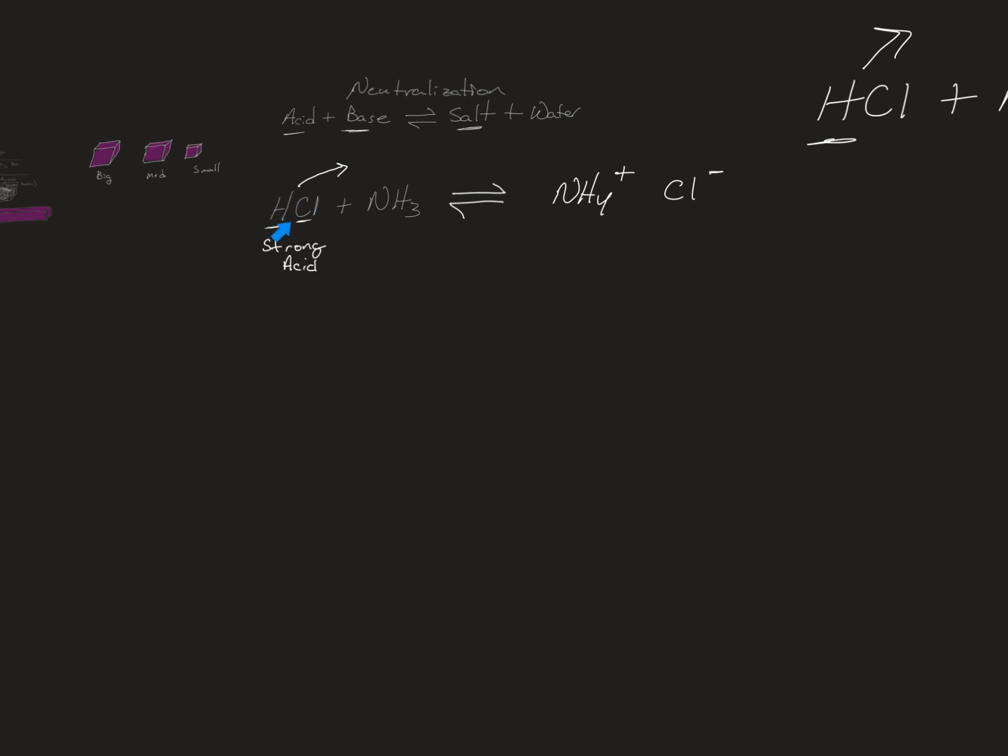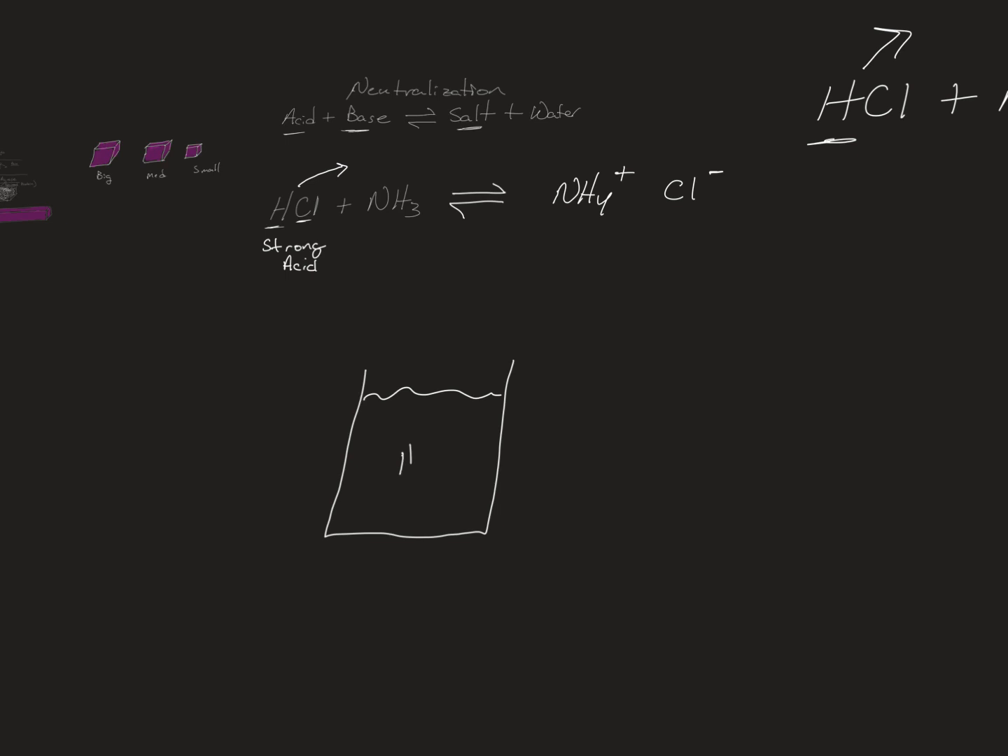As soon as I added HCl to the water, it broke up. I have a lot of H plus ions in there. So when you have a beaker, you have an acid. You have a strong acid, so you have to be very careful. Is that clear?